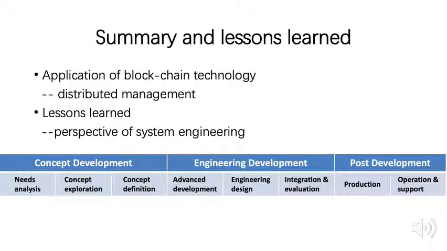And last, I hope everyone can know the system engineering cycle, and it contains three stages. The first one is concept development. It contains need analysis, concept exploration, and concept definition. And according to that, we know the requirement and what we need for the system. The next one is engineering development. It contains advanced development, engineering design, and integration and evaluation. After that, we know the functions of the system.